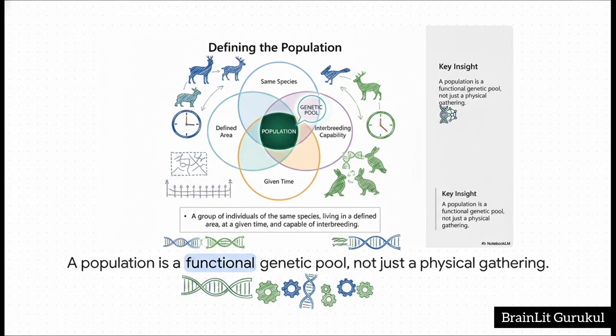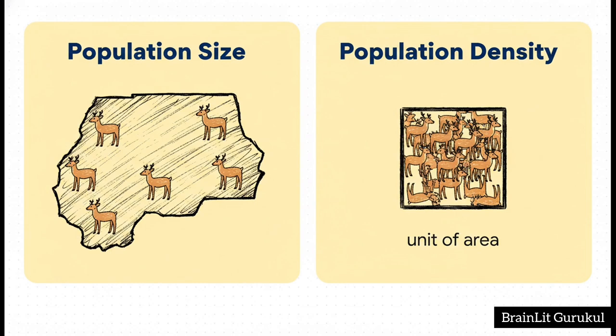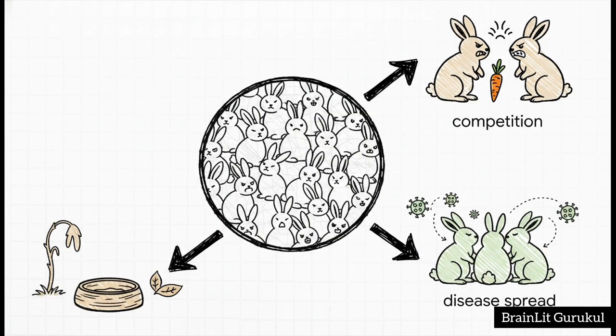That last part is so important because it means we're talking about a shared gene pool, not just a bunch of critters hanging out. All right, so once we know what our population is, we can measure it in 2 key ways. First, you've got population size, which is simple, right? It's just the total head count. But then you have population density. Think of it like this. Population size tells you how many people live in the entire country. Population density tells you how many people are crammed into a single subway car at rush hour. See the difference?